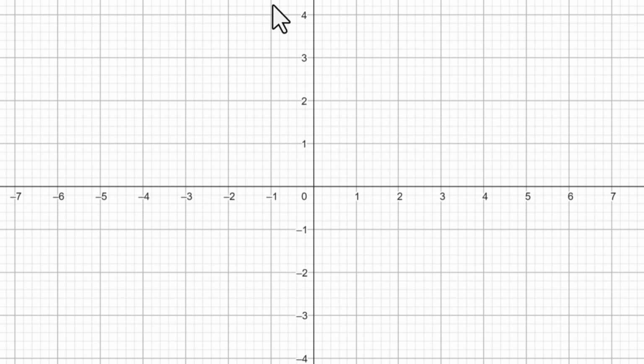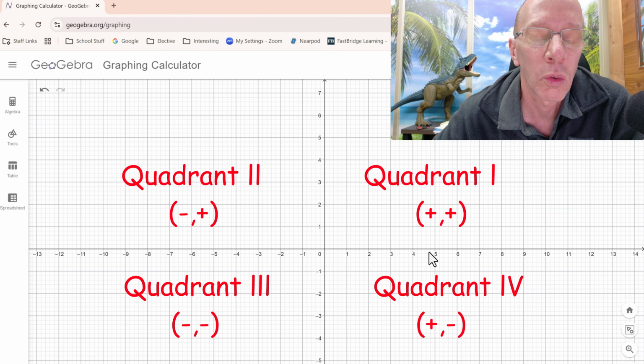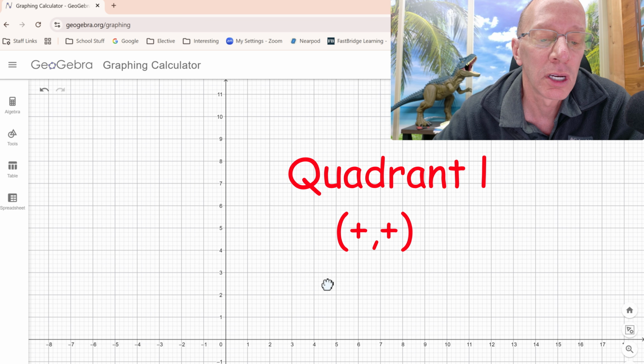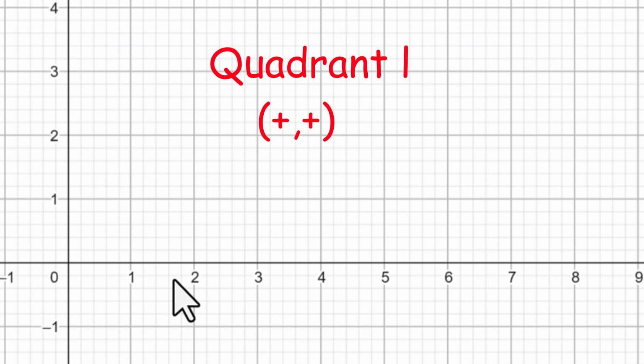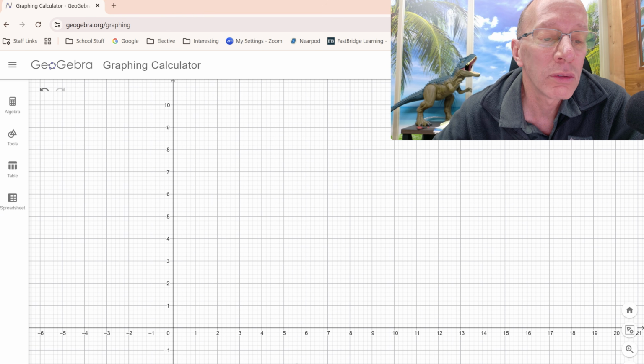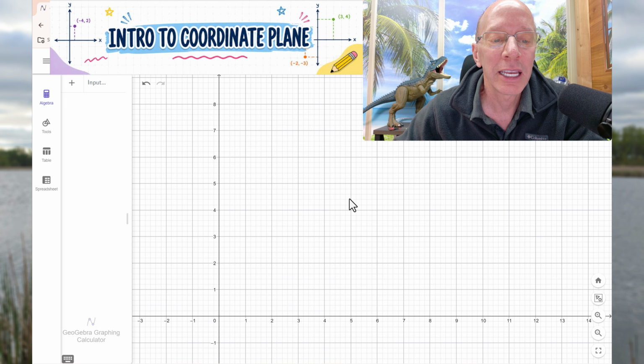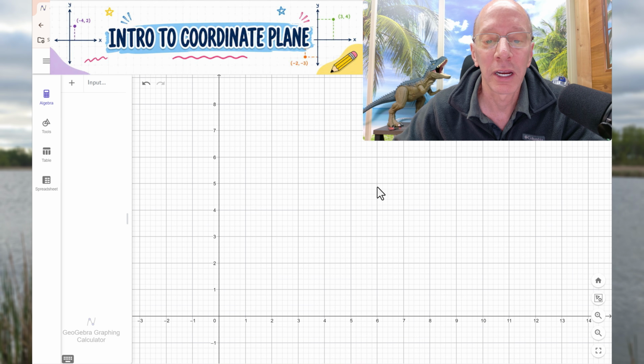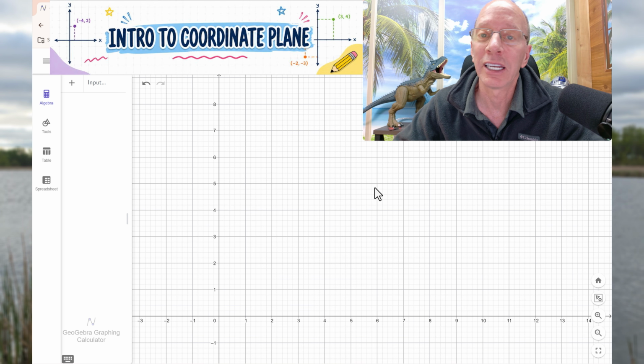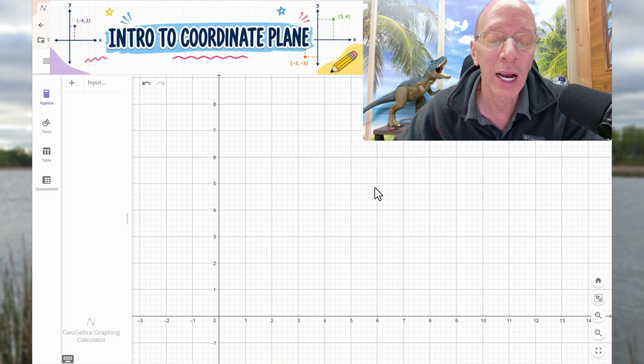As you can see, there are 4 different sections. Those are called quadrants. This is quadrant 1, quadrant 2, quadrant 3, quadrant 4. If you take a closer look, on quadrant 1, you'll see that it deals with all positive numbers. For today, we're only going to be dealing with quadrant 1. In order to make a point right here, you're going to need 2 numbers. You're going to need the x and the y.